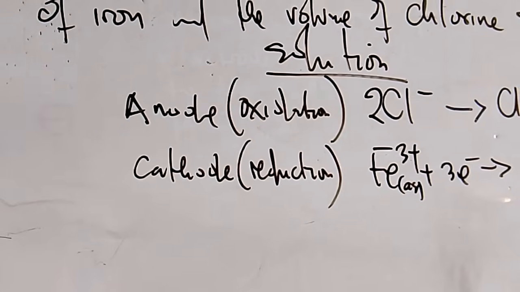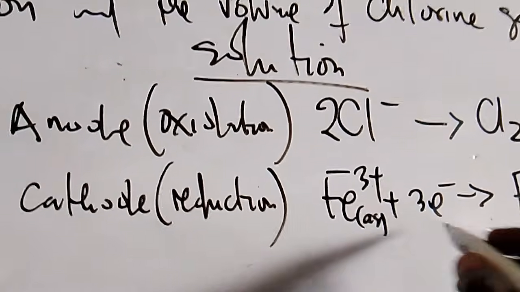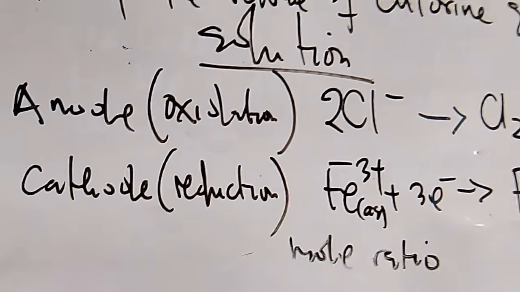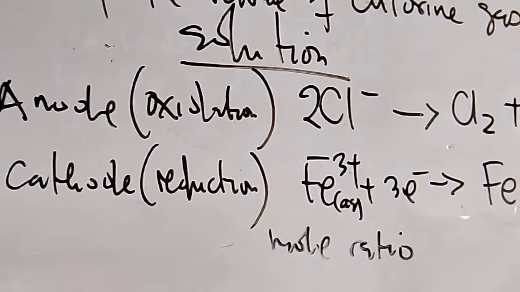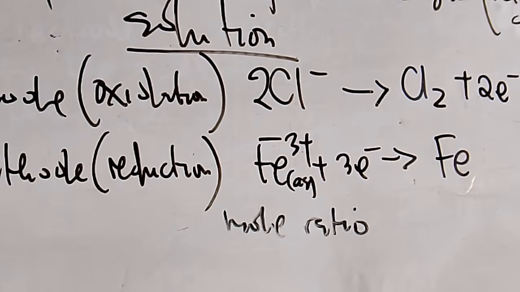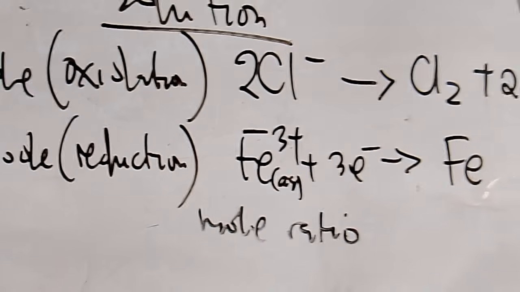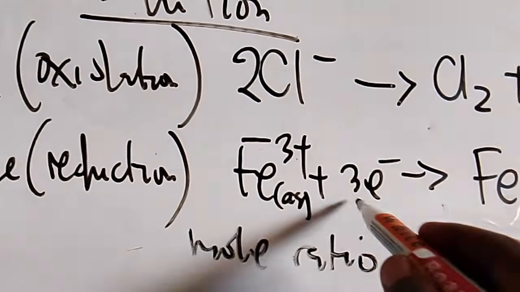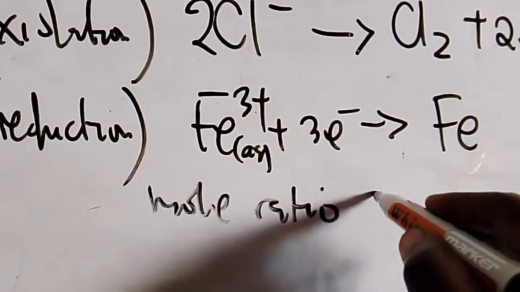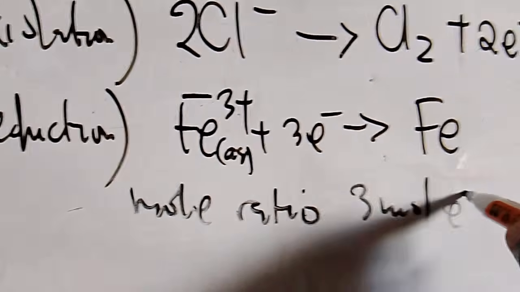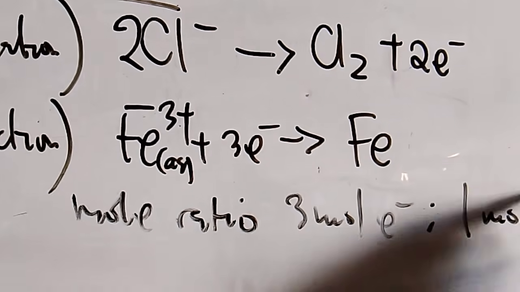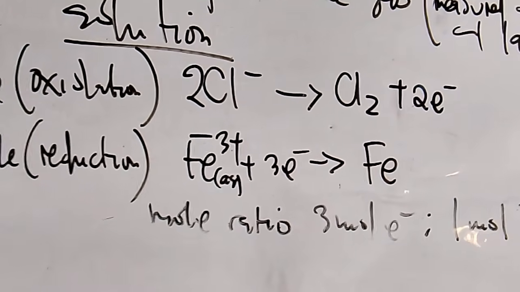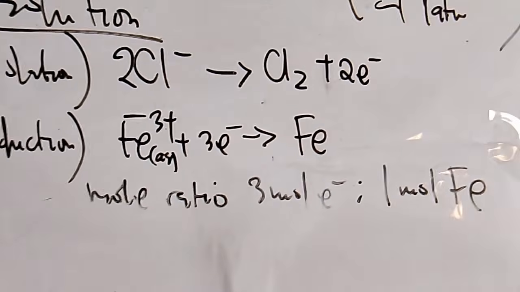From what we have here, the mole ratio of electrons to ion, clearly you can see here, it is 3 to 1. So we have 3 moles of electrons to 1 mole of ion. So the mole ratio is 3 to 1.